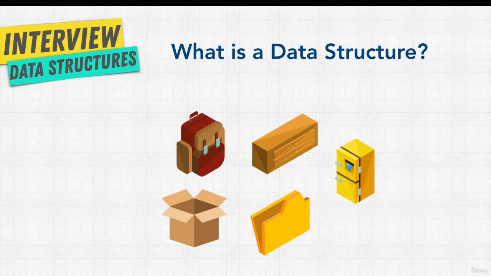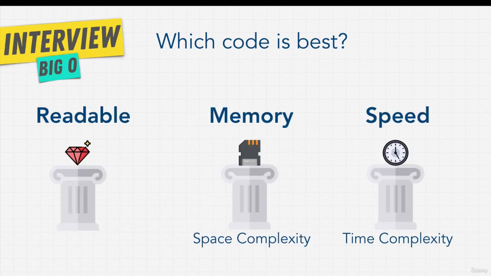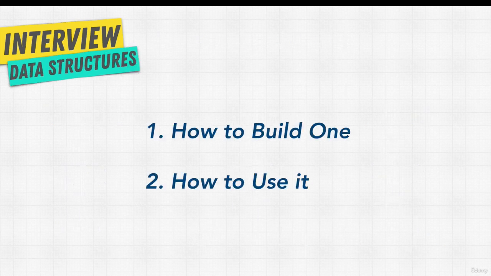Now, as I always like to mention, there are always trade-offs. Every programming question has a trade-off. Remember our 3 pillars of readability, memory, and speed? When we talked about what code is best? Well, we have the same thing with data structures. One is better than the other in some aspects and the other is better in others. That's why they exist, each one for its own specific case.